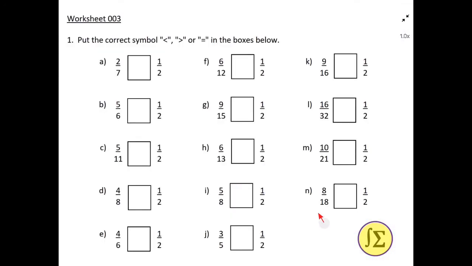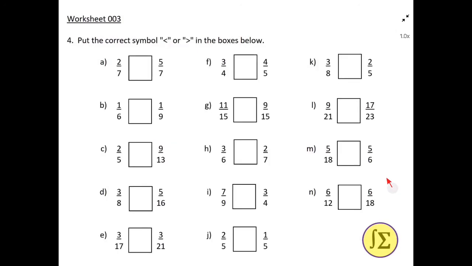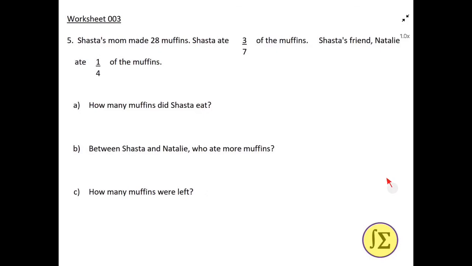Okay, so this is worksheet number 3. This is question 1, A to N. This is question number 2 and 3. This is question number 4. Again, A to N. And finally, question 5, which is a word problem.